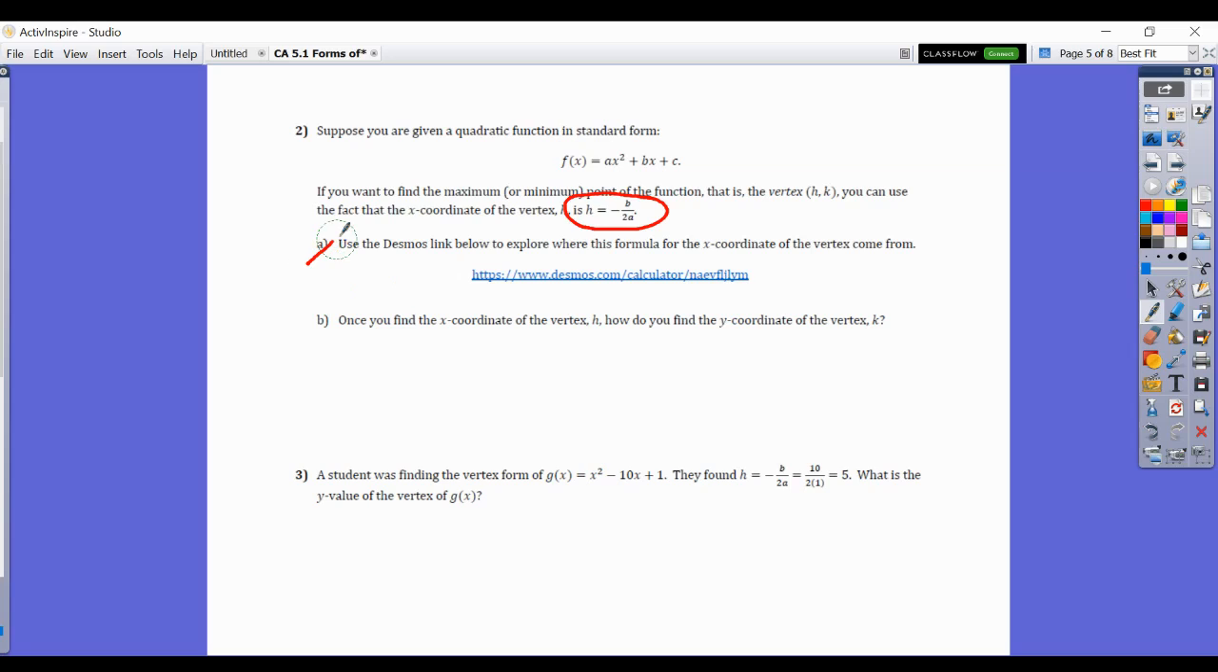We're going to skip this step of looking at the Desmos. You're welcome to type in that code and you can kind of play around with three different equations in standard form, vertex form, and factored form.